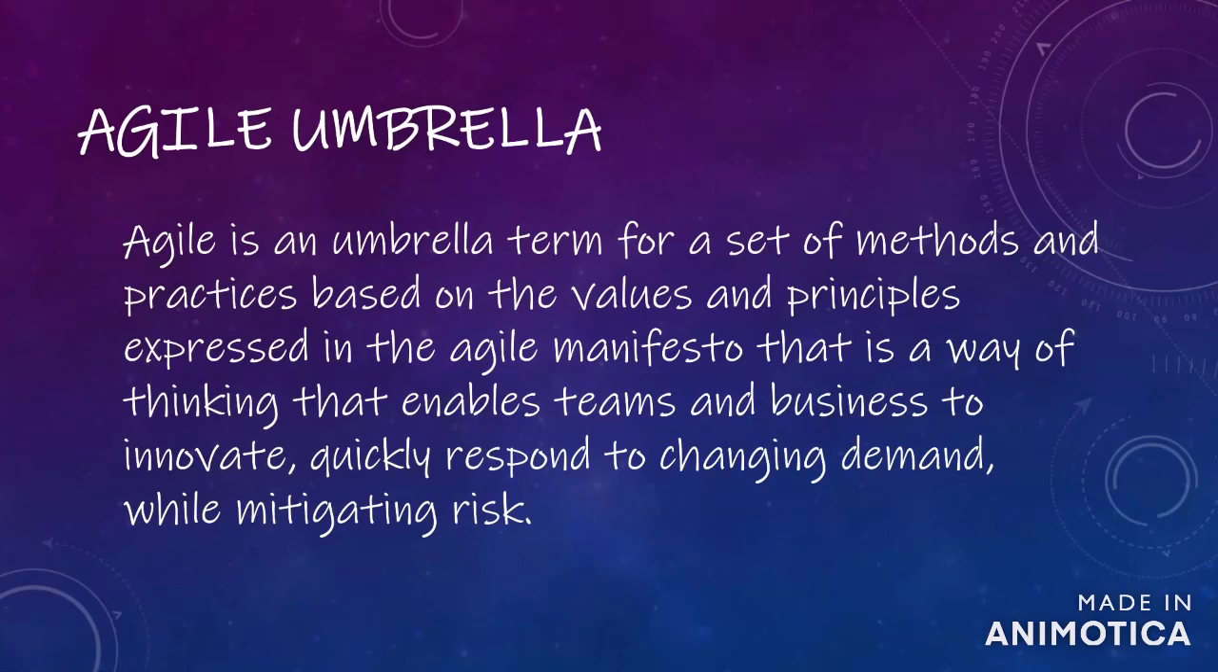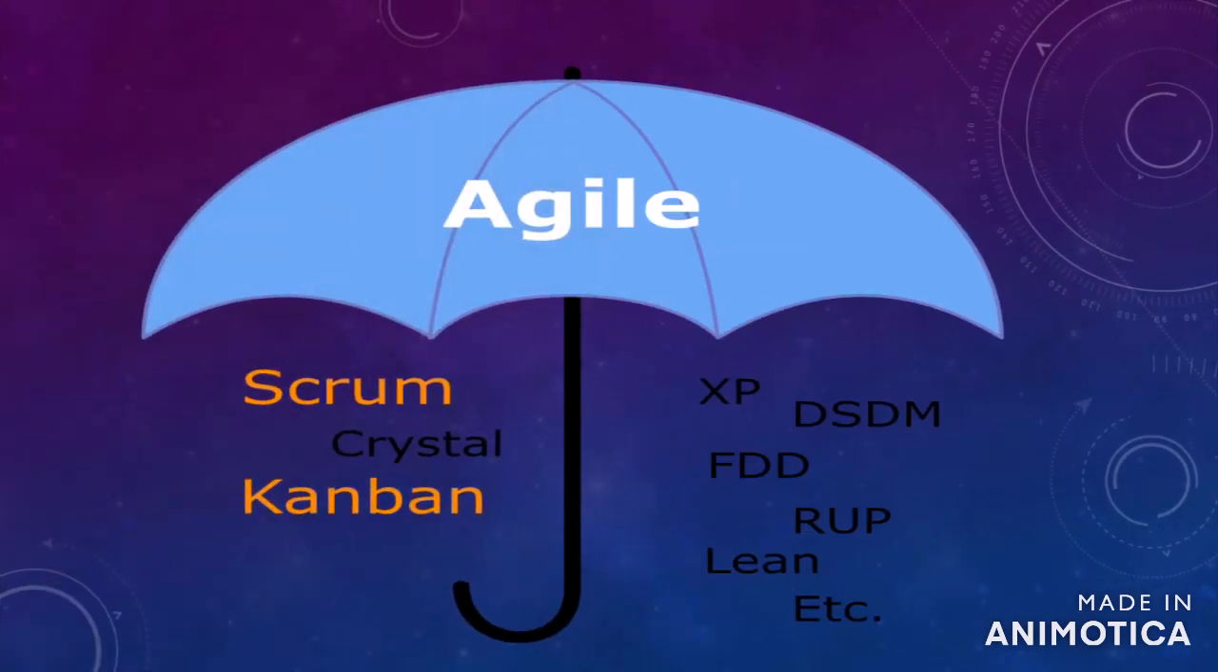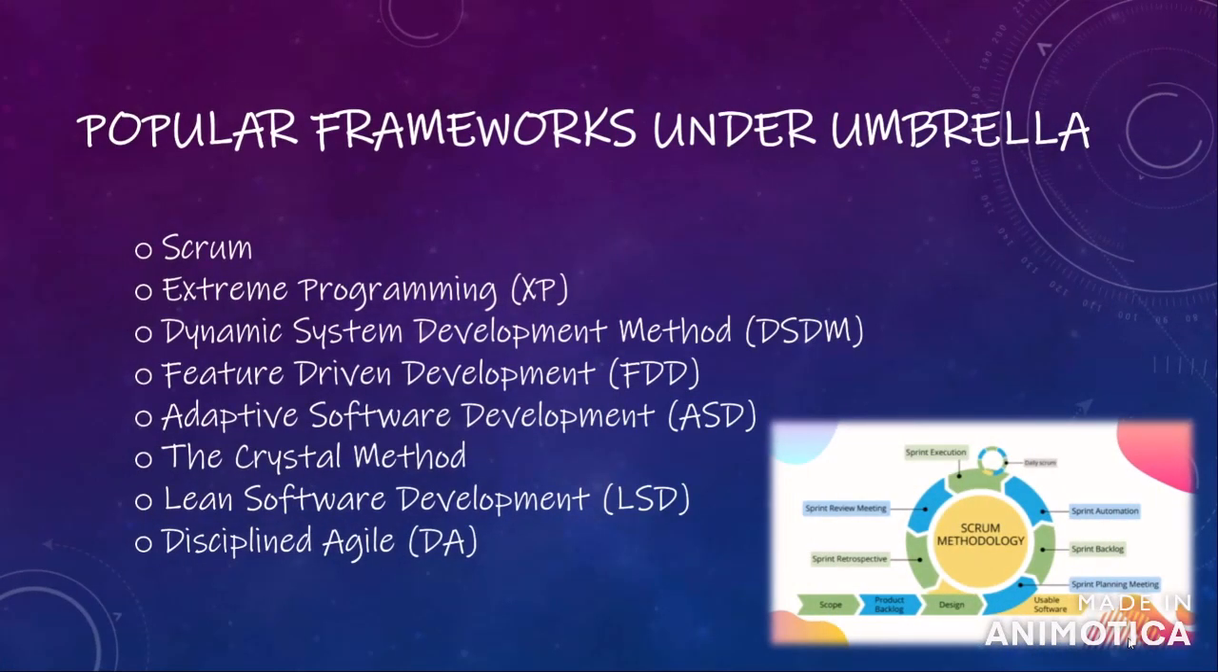Agile umbrella. Agile is an umbrella term for a set of methods and practices based on the values and principles expressed in the Agile Manifesto. That is a way of thinking that enables teams and businesses to innovate, quickly respond to change in demand while mitigating risks. This is the Agile umbrella. Popular frameworks under the umbrella: Scrum, Extreme Programming, Dynamic System Development Method, Feature-Driven Development, Adaptive Software Development, the Crystal Method, Lean Software Development, Disciplined Agile.